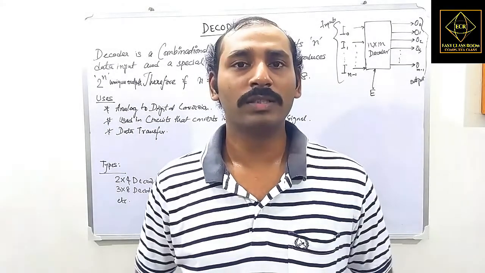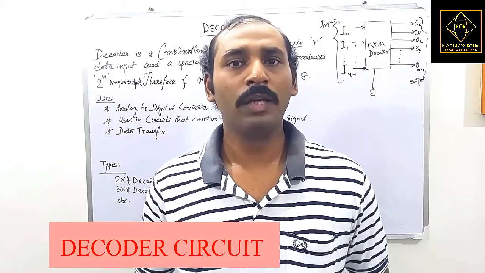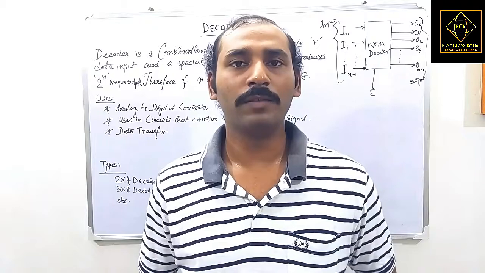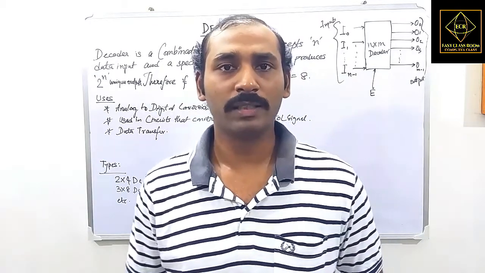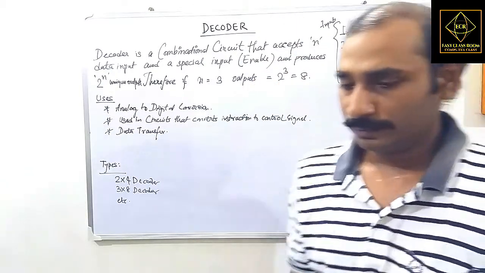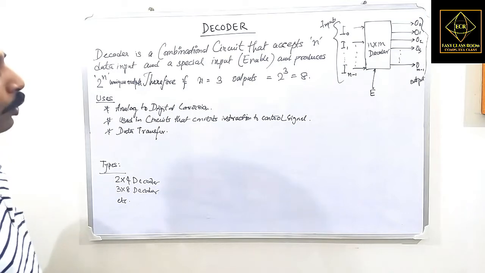Now, what is a decoder circuit? It is just a combinational circuit which acts just the opposite of the encoder circuit. Here are a few key points to consider for decoder circuits. So, a decoder is a combinational circuit, as we have already said.